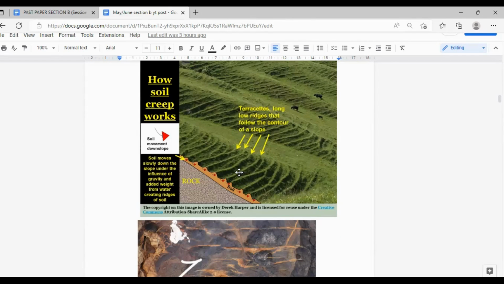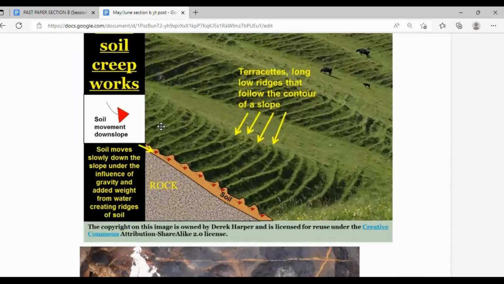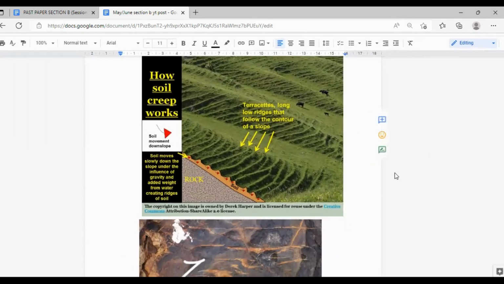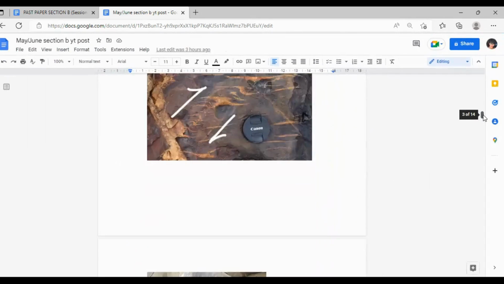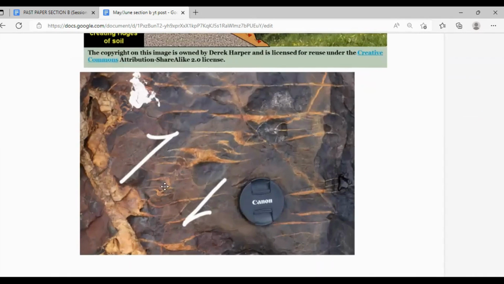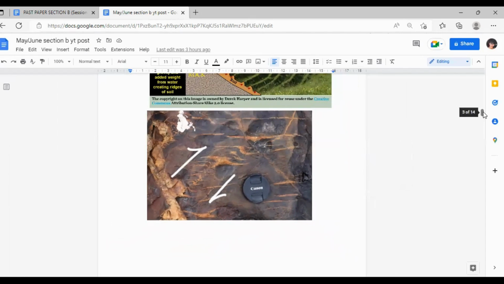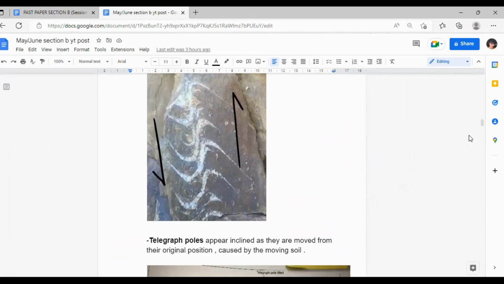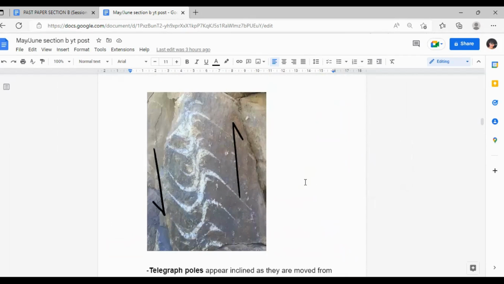So if we zoom in here, the soil is moving down the slope and is causing these contours in the land, and this is what we refer to as terracettes. Then we also have the tension gashes, and this is an image of what it looks like. It's just these gashes that would appear in the road. So here's an image here of the tension gashes, and here is another image here.